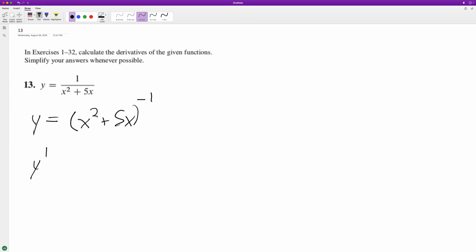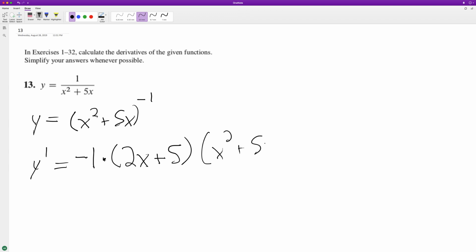So y prime is going to be equal to, pull down the negative 1 on top there, and then we take the derivative of what's on the inside, which is going to be quantity 2x plus 5. And finally, we'll have our x squared plus 5x, and then we subtract 1 from negative 1, which makes us negative 2. So we can distribute this negative 1, and then we can put this back on the bottom.